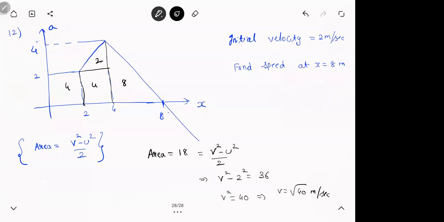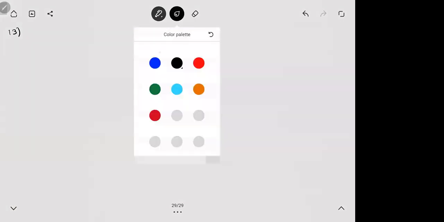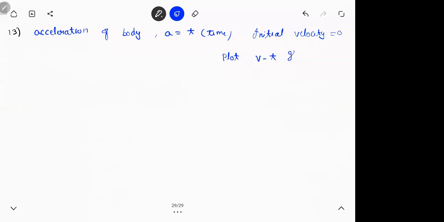Everyone copied this thing? Done? Next one. So let's see the situation. I'm giving you a question based on that. Acceleration of the body A is given by t, where t is time. It means acceleration is not constant. Initial velocity is 0. They'll ask you to plot the VT graph. So they give you acceleration versus time and they're asking you the VT graph.